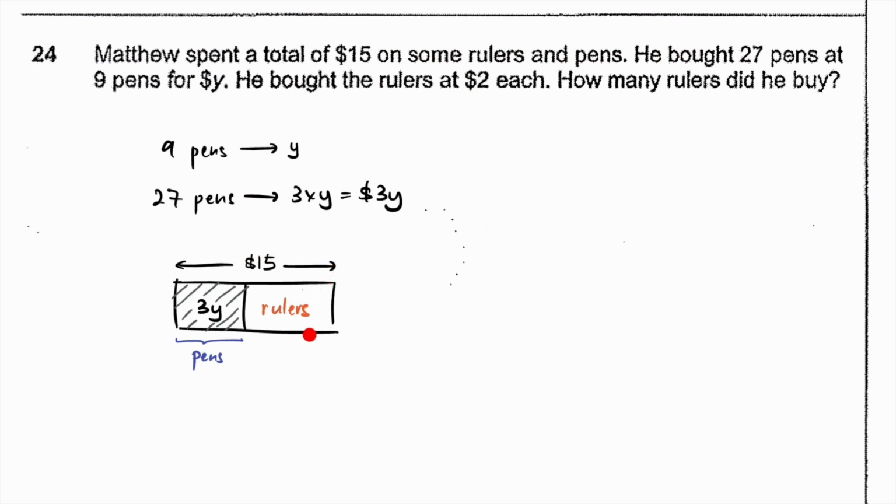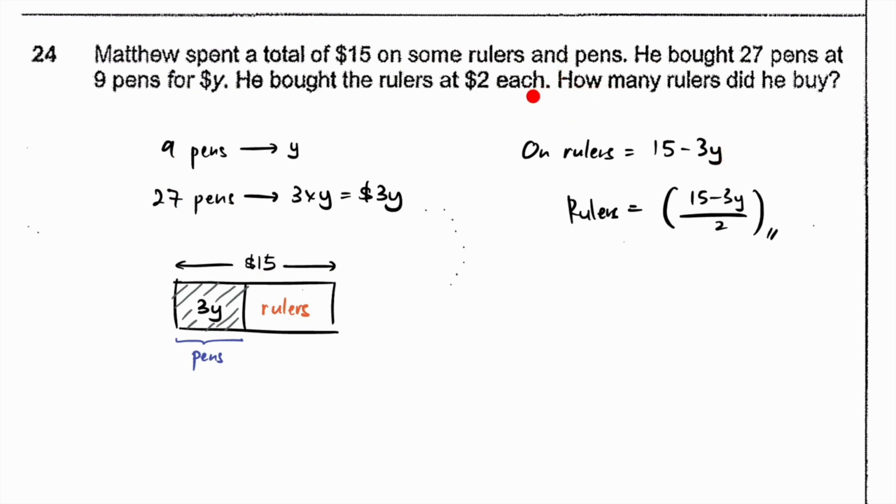What's spent on rulers? 15 minus 3Y. So money spent on rulers is 15 minus 3Y. But at $2 each, how many rulers were there? You take this, divided by 2 each. This is the number of rulers he bought.